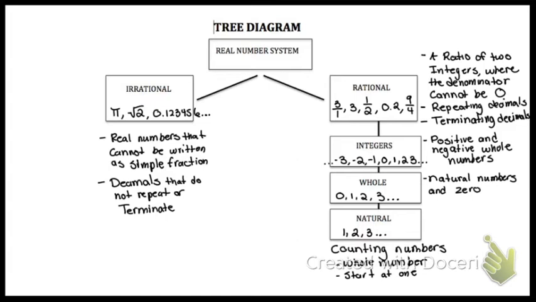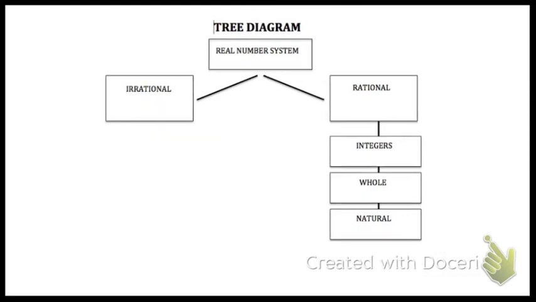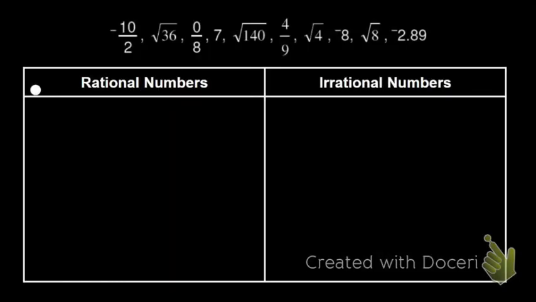Now, looking at these definitions, we're going to look at our first example, and we're going to classify a few numbers to see if we can get an understanding of what's rational and what's irrational. So when we go to the next part of our notes, let's look at what we have here. We have -10 over 2, the square root of 36, 0 over 8, 7, the square root of 140, 4 over 9, the square root of 4, -8, the square root of 8, and -2.89.